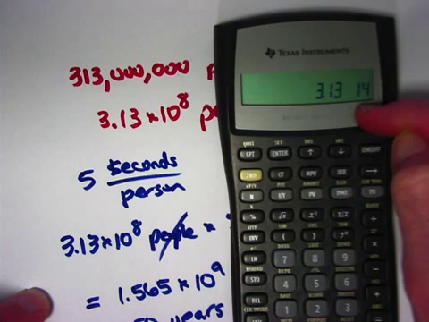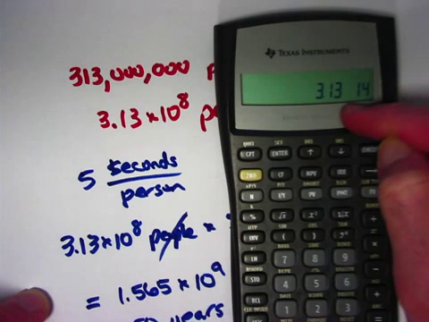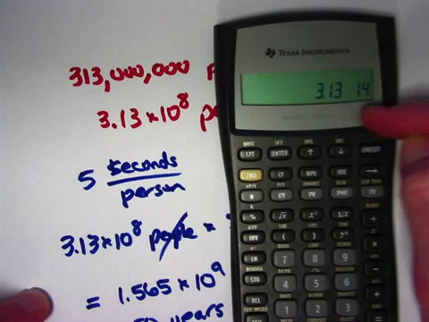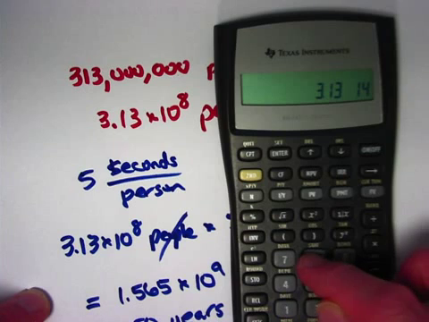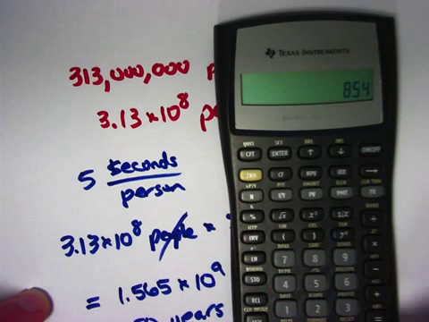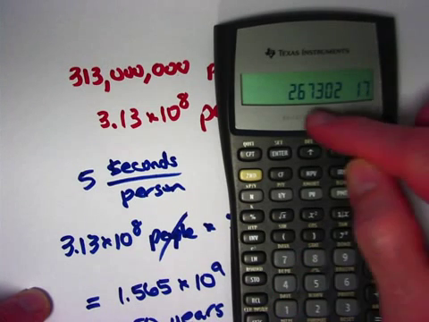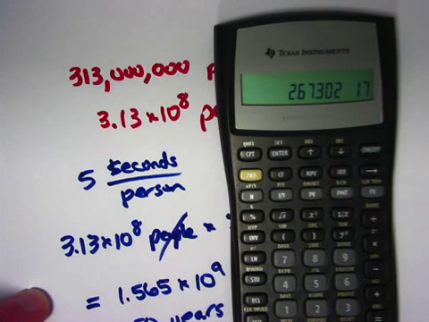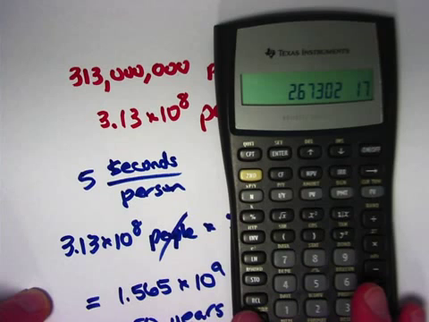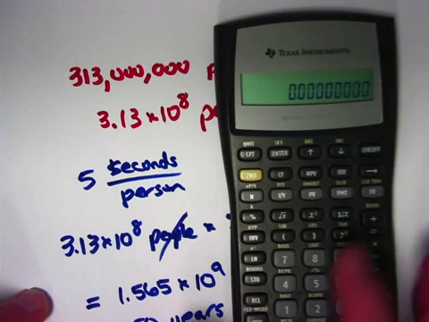Now you don't see a 10 here. You don't see an E like you did on the other calculator either, but there is a space there. It means 3.13 times 10 to the 14th. And then you can continue doing calculations with this. You can now multiply it by, say, 854 and get another number in scientific notation as 2.67302 times 10 to the 17th. That's the way this calculator represents numbers in scientific notation.